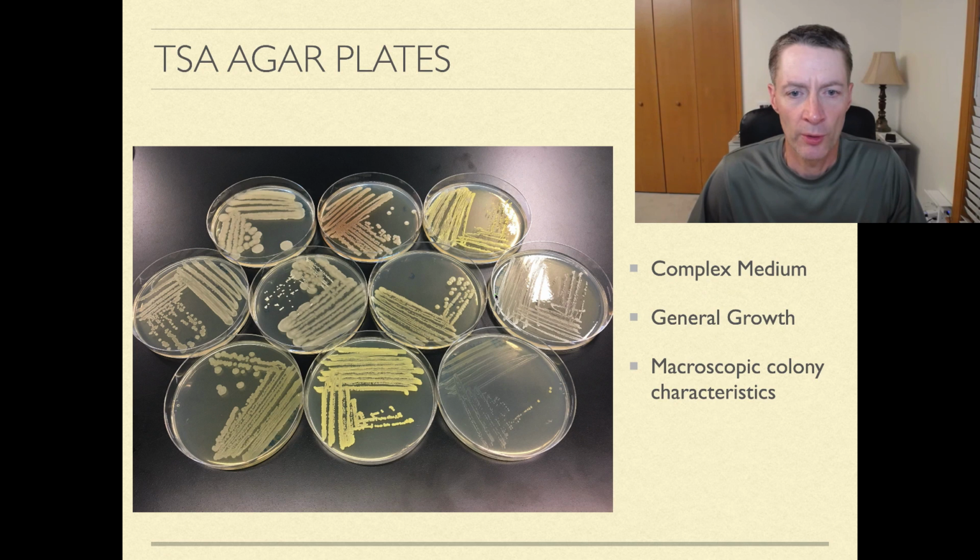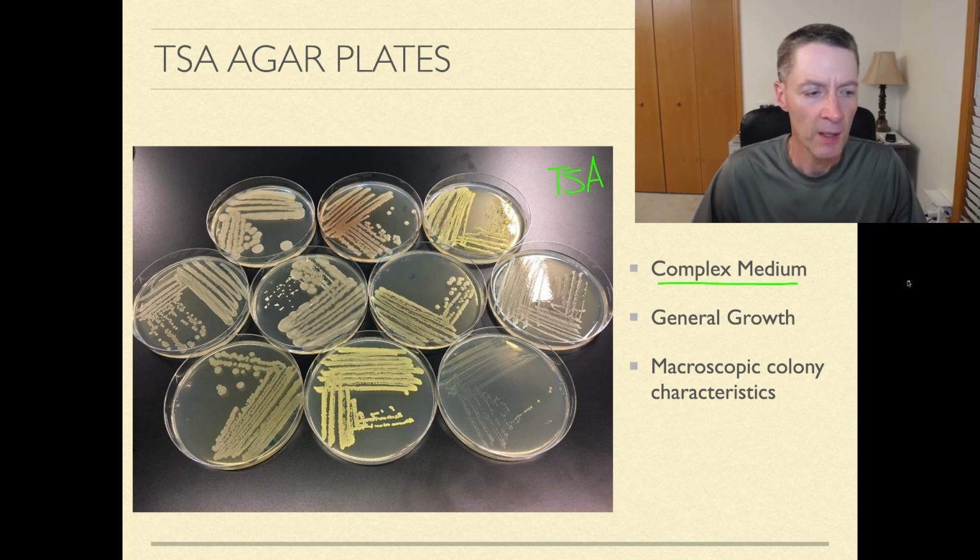Okay, so here we have all TSA plates. TSA plates are all tryptic soy agar plates. These are all a complex medium, which means that they have a variety of different nutrients, lipids, proteins, carbs that will all help. Just a majority of things will grow on these plates. Not everything, but lots of stuff. Okay. So this is going to show general growth. We're going to look at these colony characteristics.